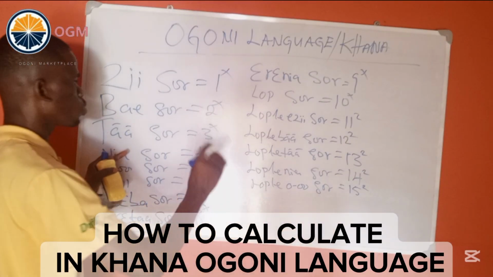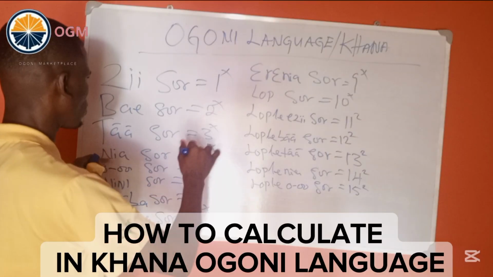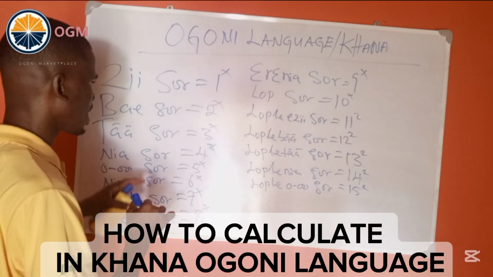So this is the simplest way to calculate x, to calculate your figures in pure Ogoni Khana language.